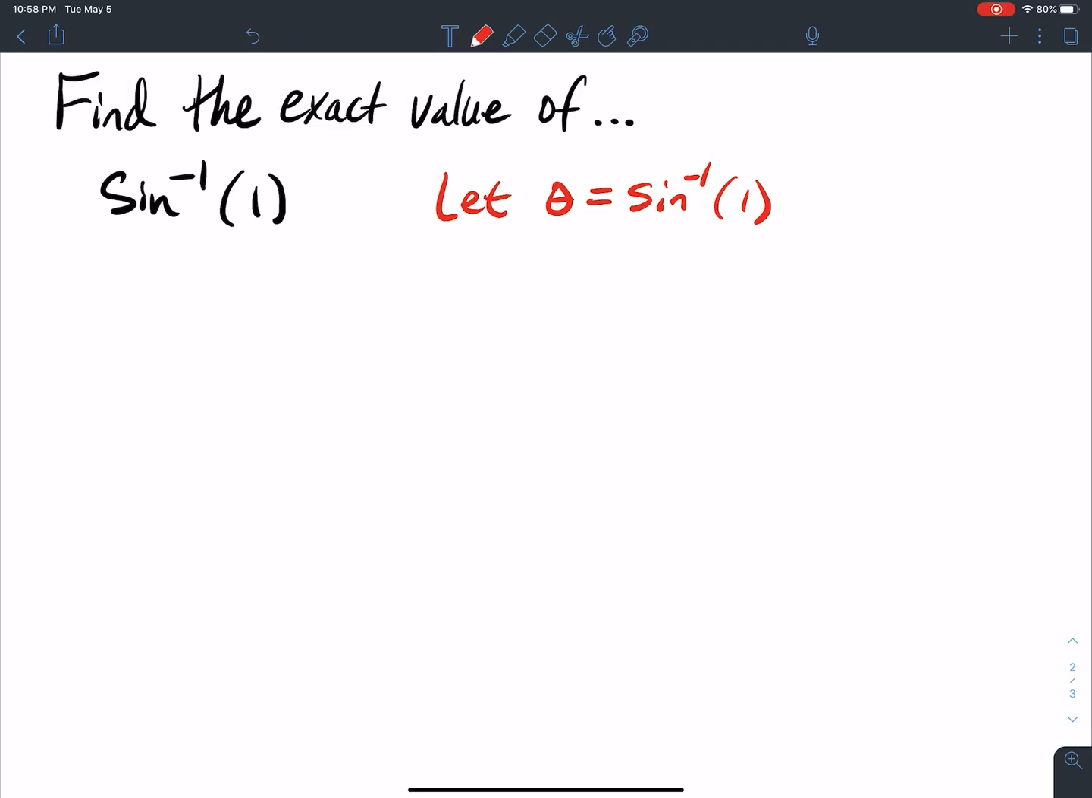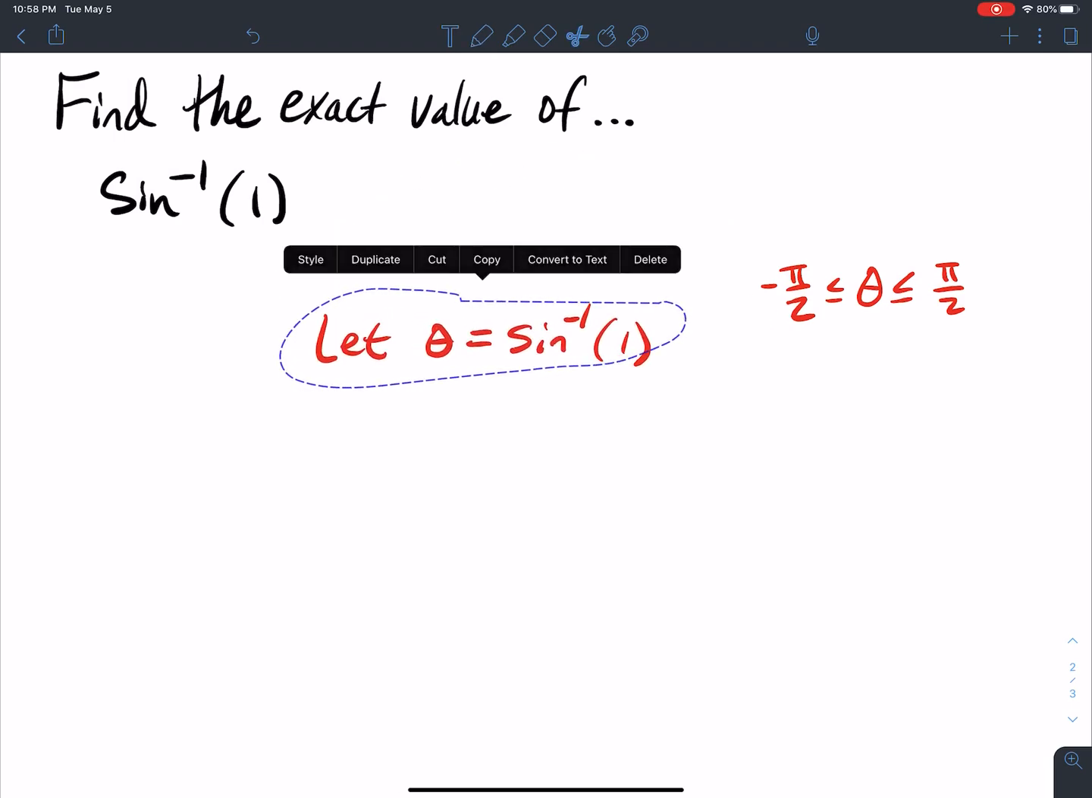Now remember, your angle is stuck between what? It's stuck between pi over 2 and negative pi over 2. Okay? So I know my answer is between pi over 2 and negative pi over 2, and whose sine is equal to 1. The sine is equal to 1. All right? So if we think about this for just a tad bit, how do I solve this?